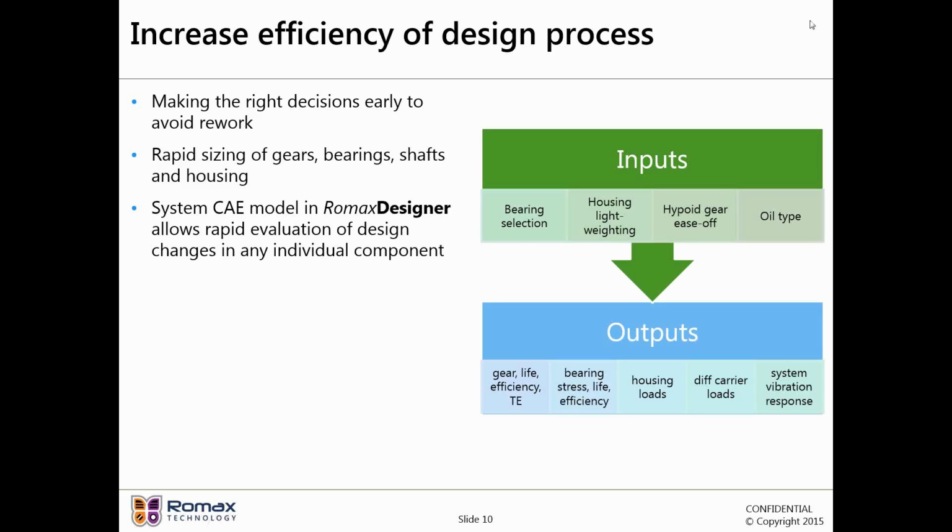So you can change the bearing selection. You can look at lightweighting the housing. You can look at the hypoid gear ease off. Look at the changing of the lubricant type. Look at temperatures. And then the model gives you all these outputs.